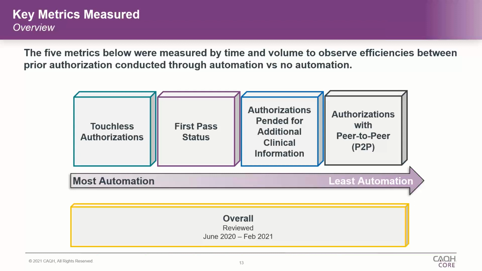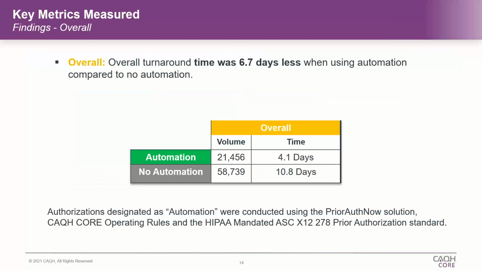And then overall, understanding what that timeline is in terms of the approvals that we're seeing. So those are the 5 measurements we're really going to focus on. And again, our data set is from June 2020 through February 2021, covering both the PAN supported work and the non-PAN supported work. So the first metric we're going to dive into is what's automated.